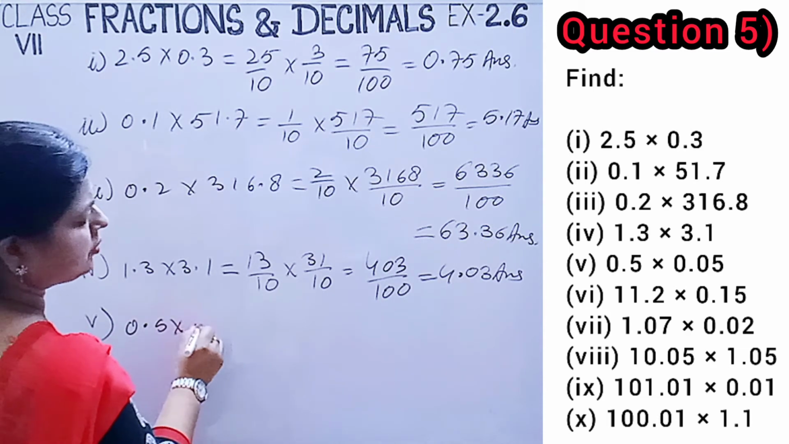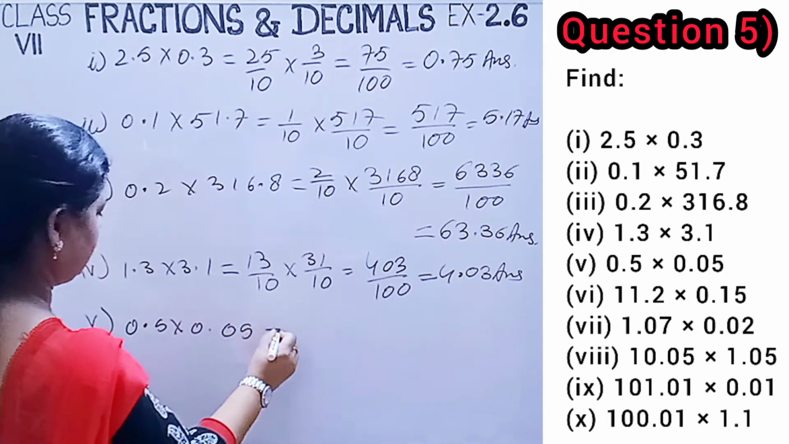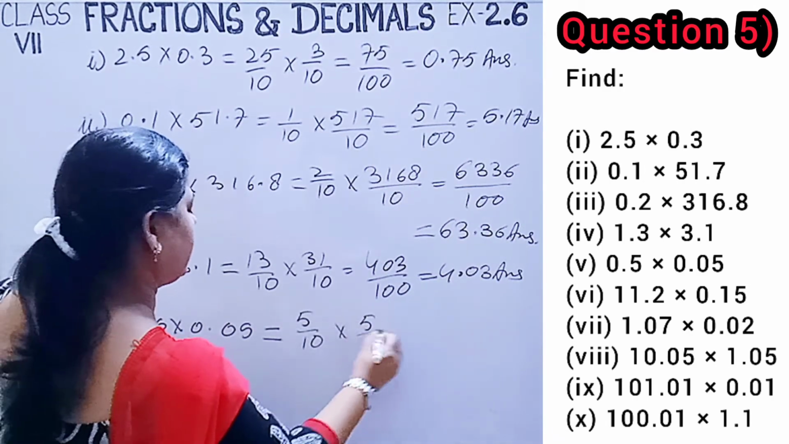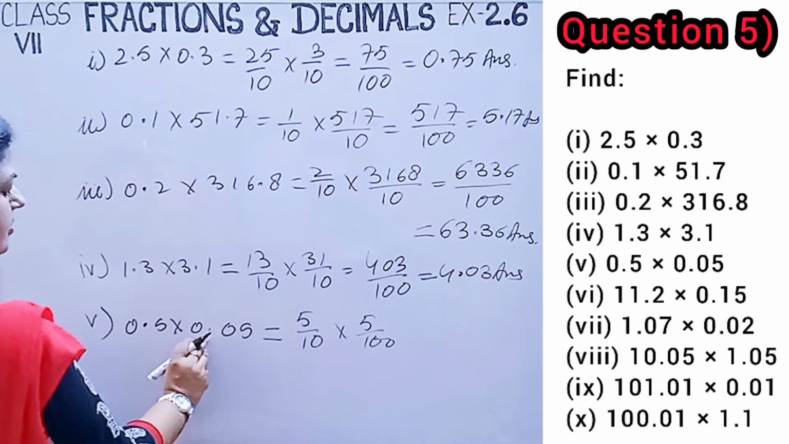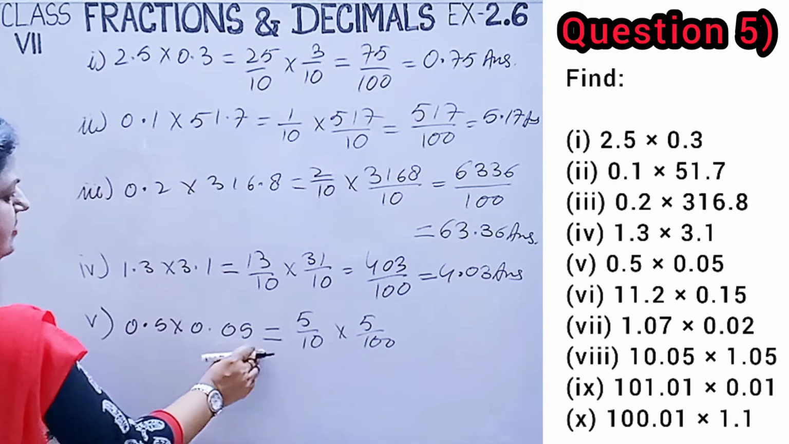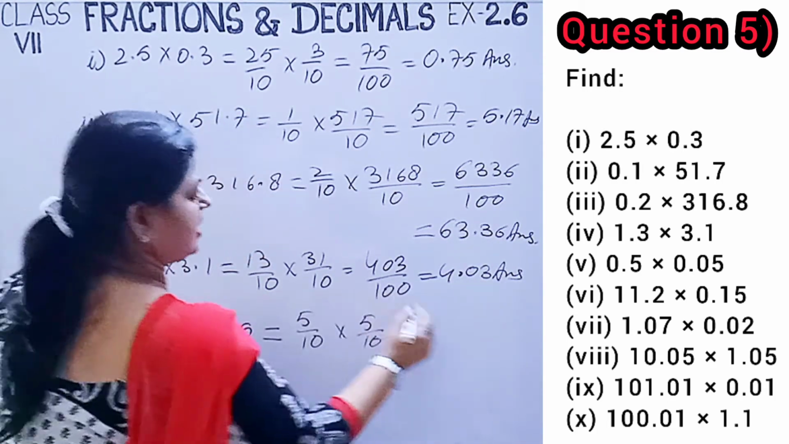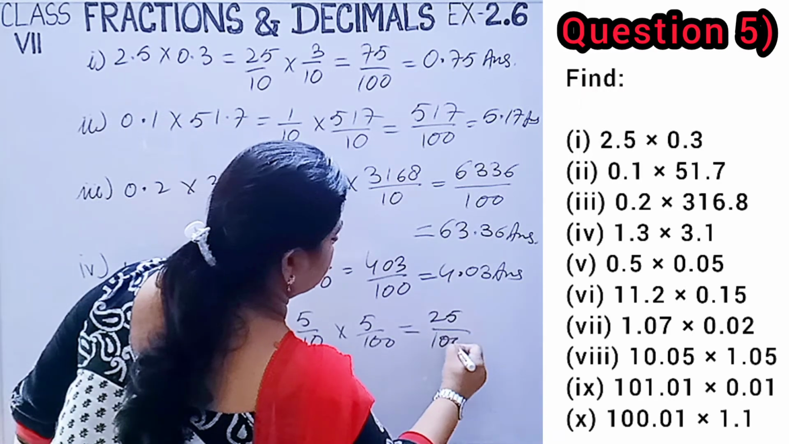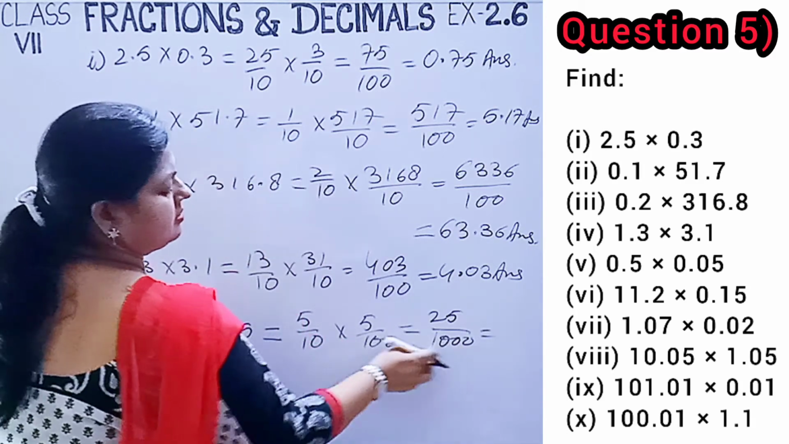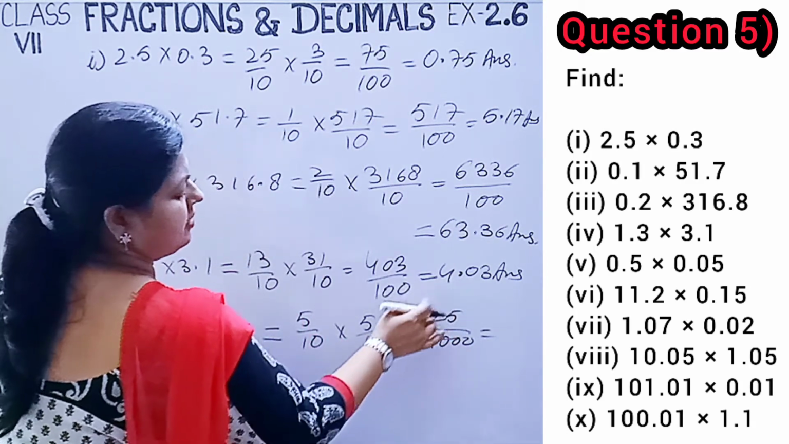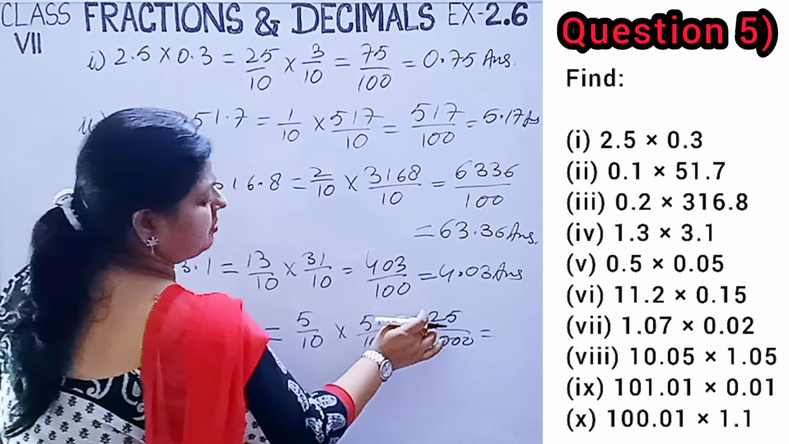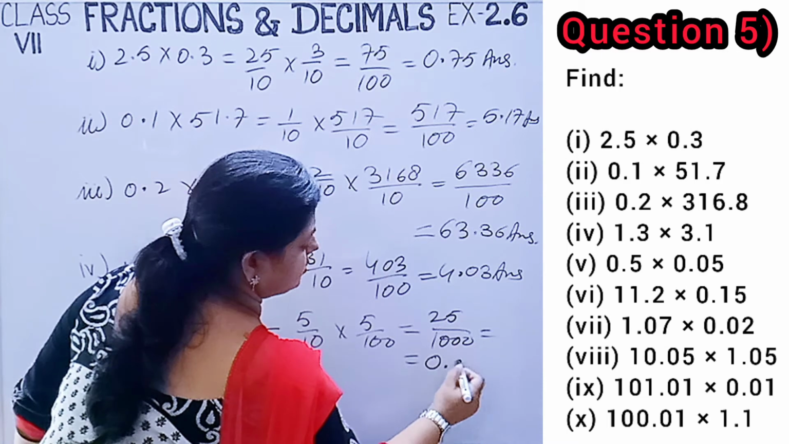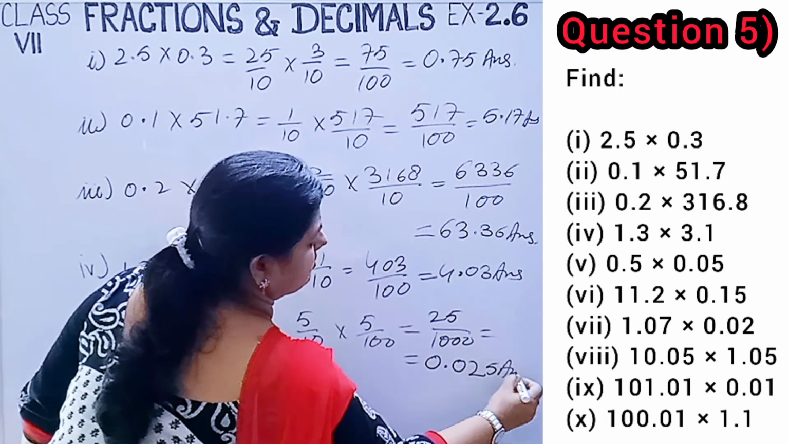Fifth part, 0.5 into 0.05. Now 5 upon 10 and 5 upon 100, because we have 2 digits after this decimal. Now 5 5s are 25 and 10 into 100 is 1000. So here we have 3 zeros and there 2 digits. So we have to put 1 zero here before the decimal. So 0.025. Answer.